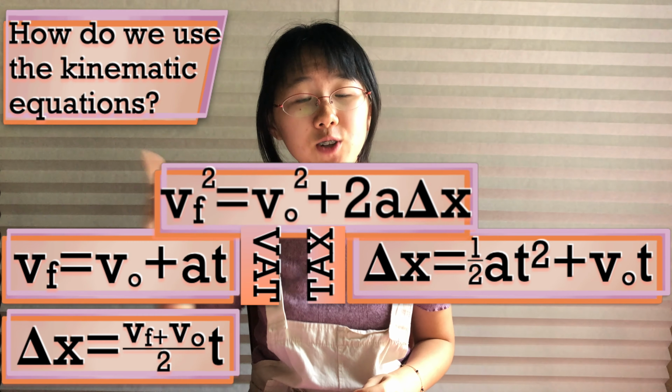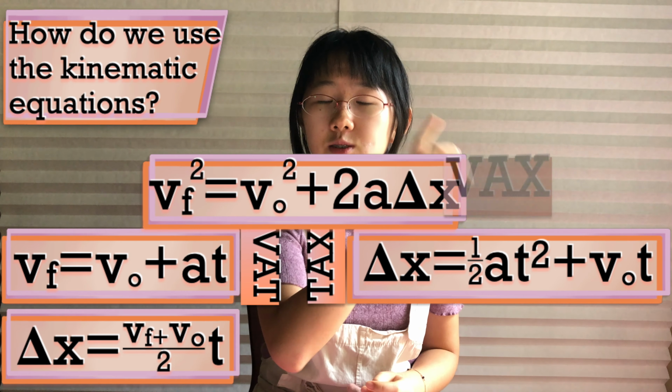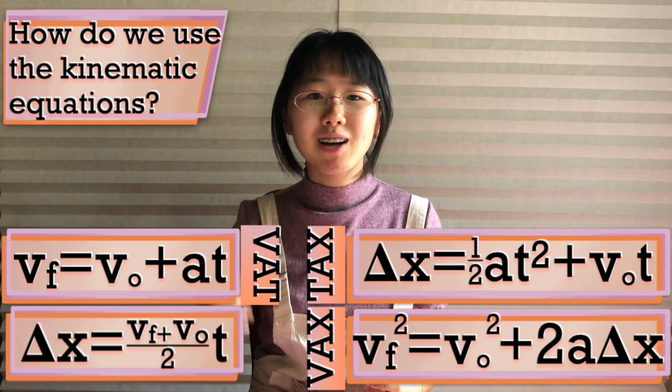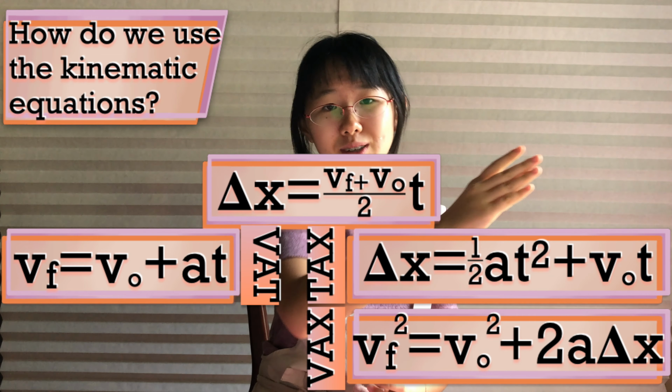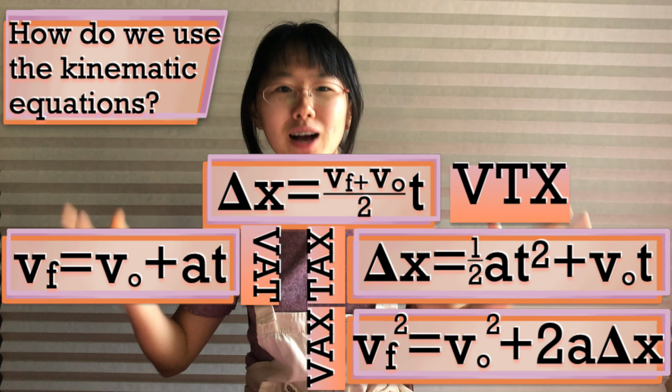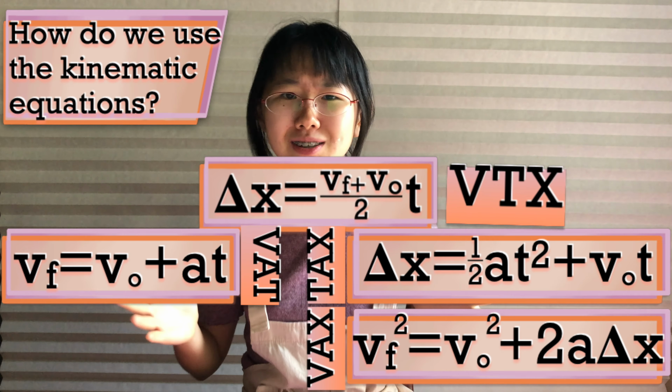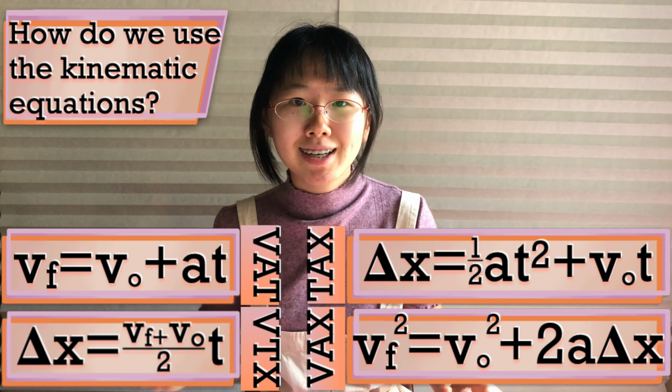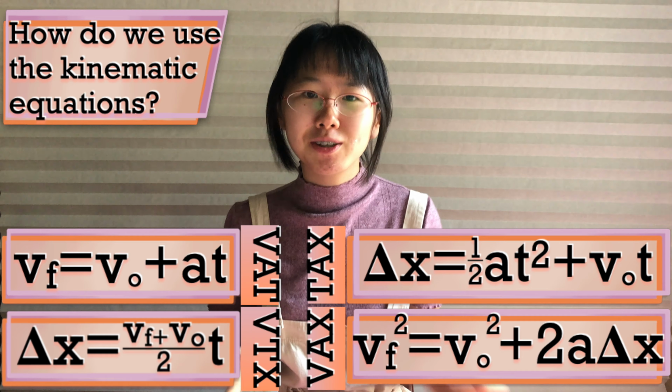This next one has velocity, acceleration, and displacement, so it's VAX, where time is missing. And finally, this one has velocity, time, and displacement, so it has the incomparable acronym of VTX. Obviously, acceleration is missing in this one, and it's the only vowel, so that's why it's so lovely and unpronounceable.